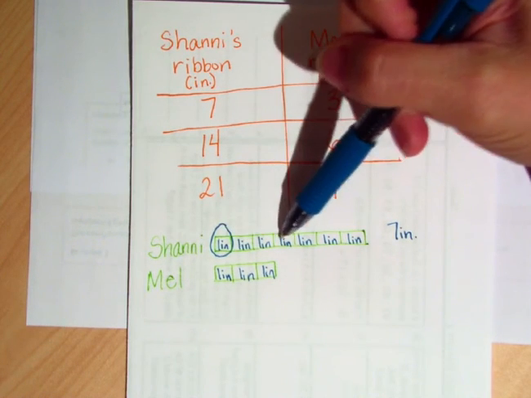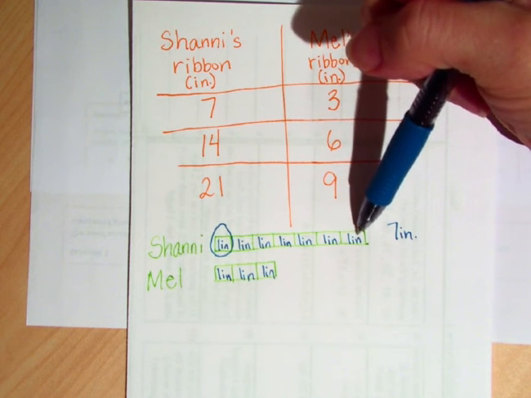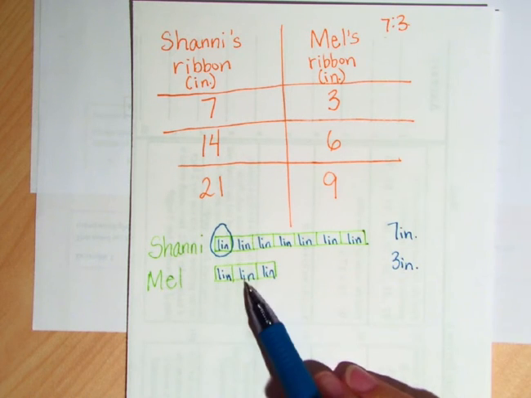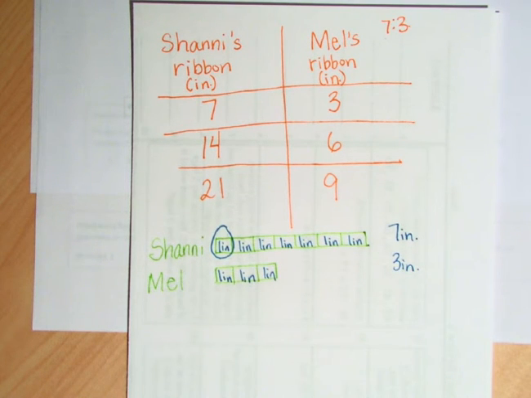1, 2, 3, 4, 5, 6, 7. Mel would have 3 inches. 1, 2, 3 inches. All right. That's if they equaled 1 inch.